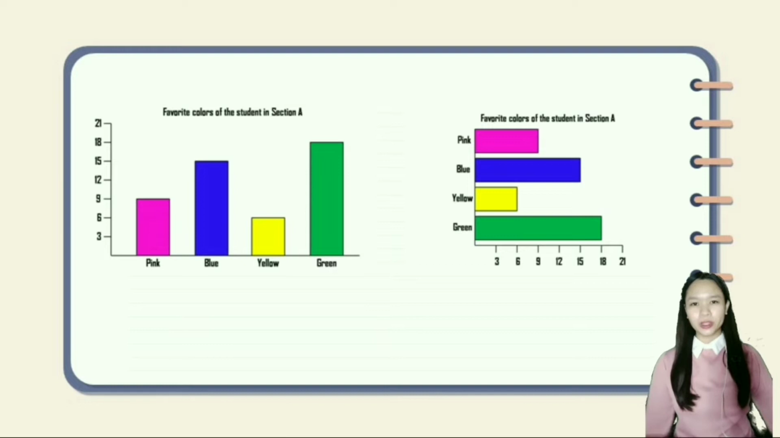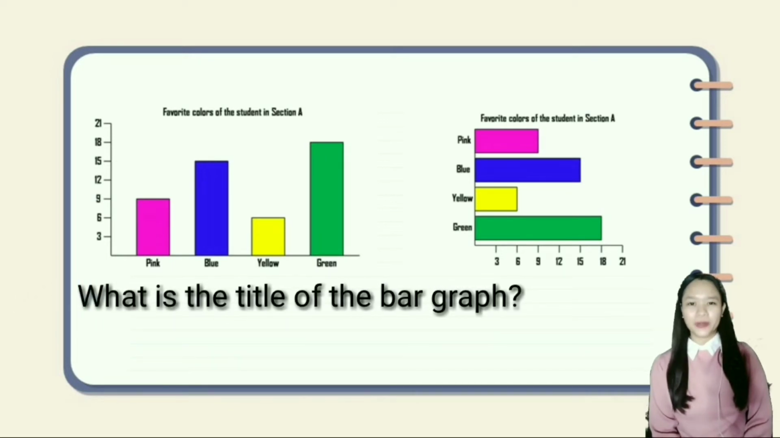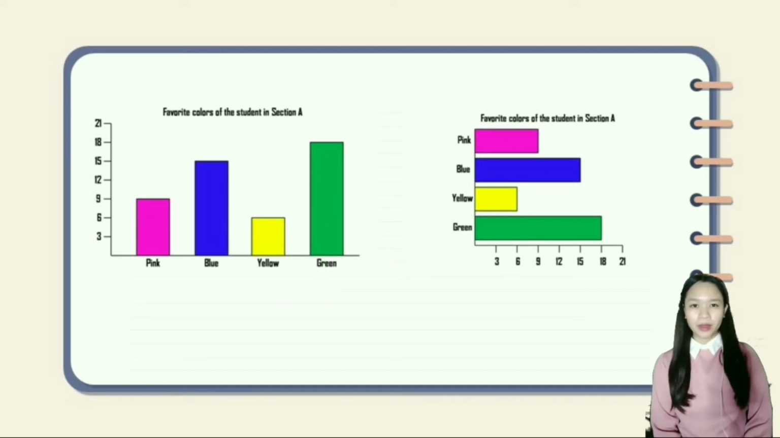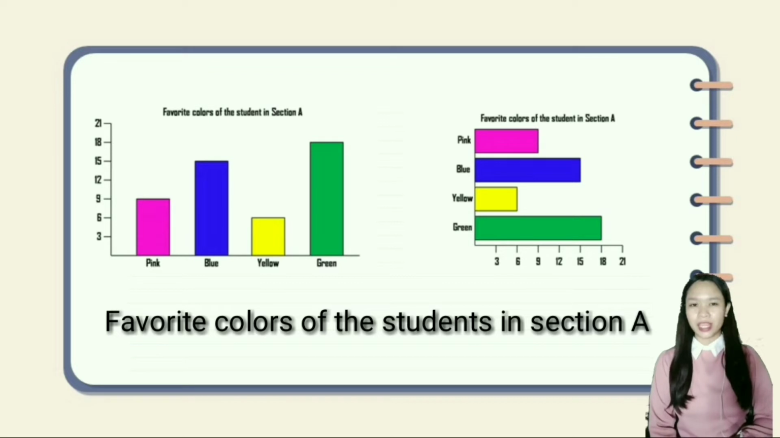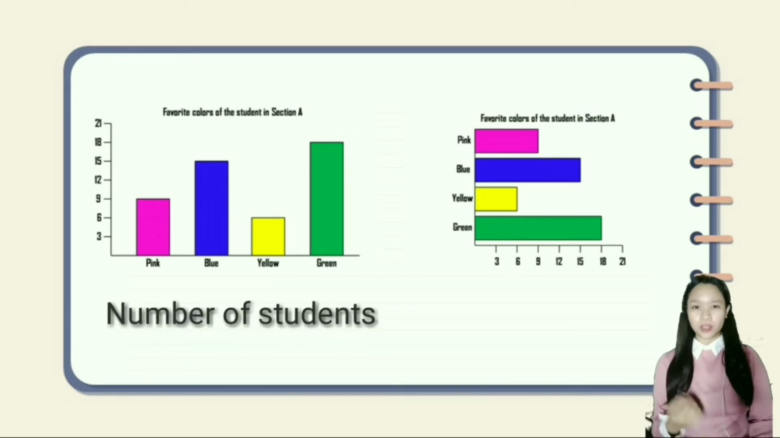Now we're going to interpret the bar graph. First, we're going to look for its parts. What is the title of the bar graph? Correct. The title of the bar graph is the favorite color of students in Section A. In a vertical bar graph, what information is placed along the horizontal axis? Correct. The information on the horizontal axis is the favorite colors of the students in Section A. How about the vertical axis? Right, the information on the vertical axis is the number of students.